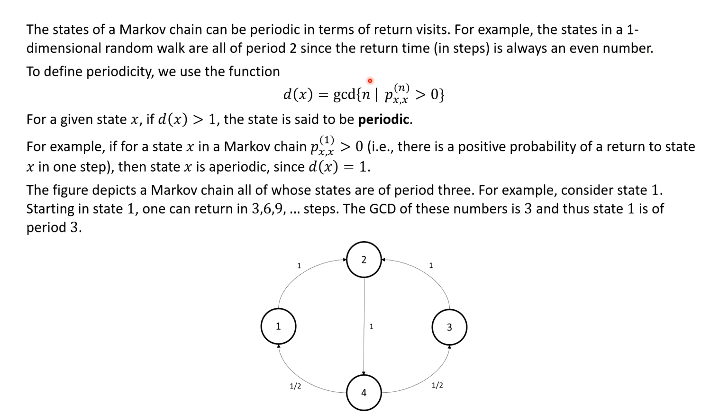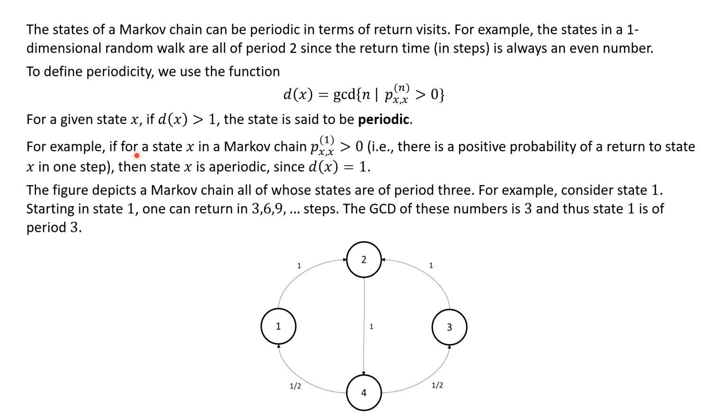And this is the exact definition. The period of a state x is the GCD of all the possible return times in n steps, where the probability, of course, is greater than 0. So if you had a state in a Markov chain where you could return in exactly 3 steps or exactly 5 steps, and those were the only two possibilities, then the GCD would be 1 in that case. For a given state, if the period is greater than 1, then we say the state is periodic.